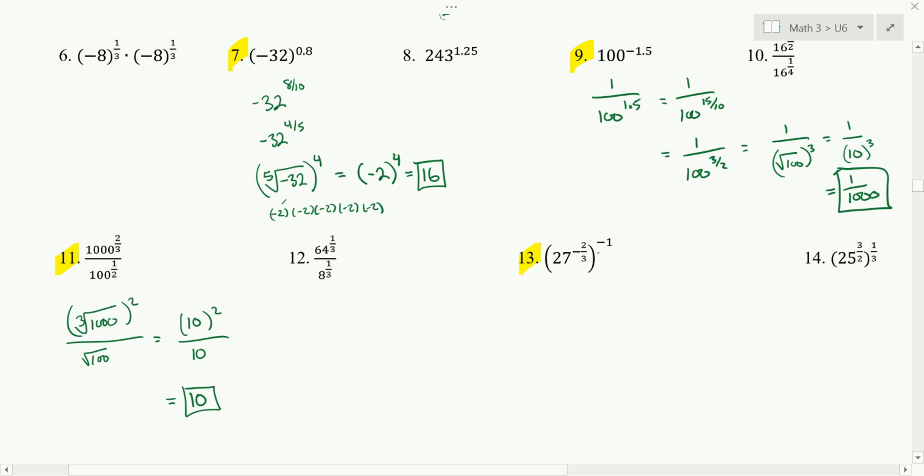So here, next one, we have two negative exponents. We can multiply those negative exponents with each other, and you get 27 to the positive 2/3 power. This means the cube root of 27 to the second power. 27 is 3 times 3 times 3, so the cube root of 27 is 3. And when you raise that to the second power, you get 9.